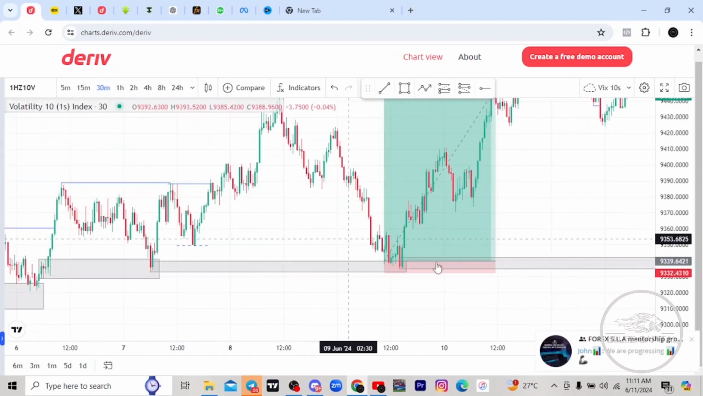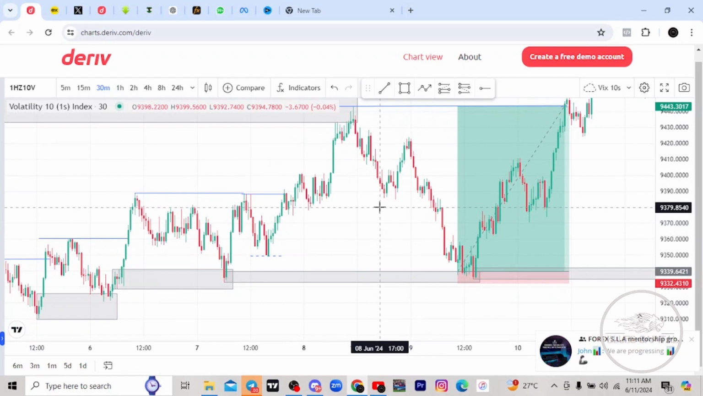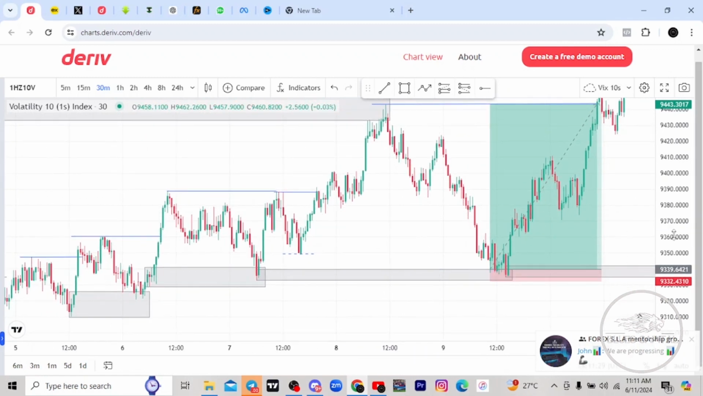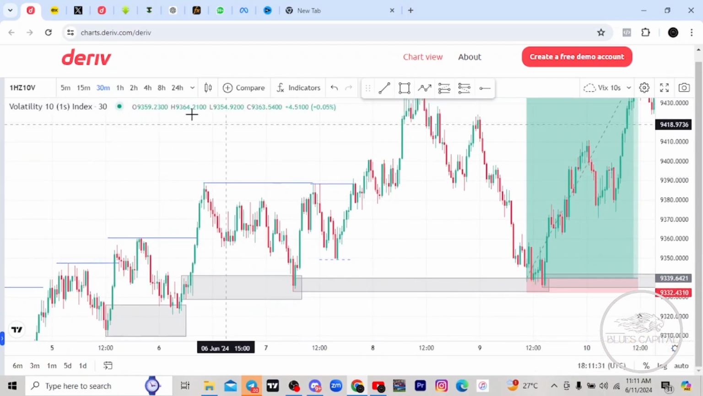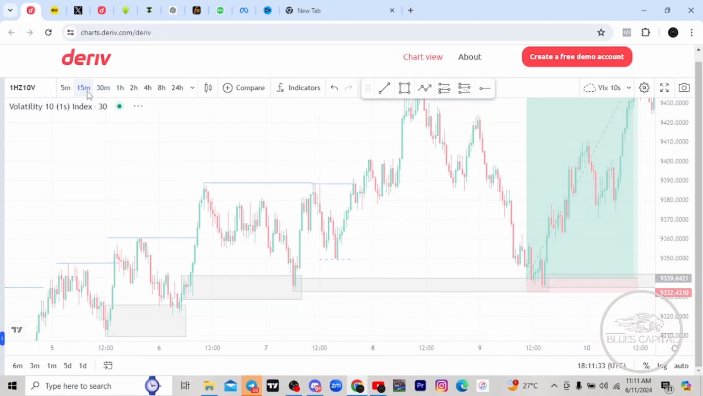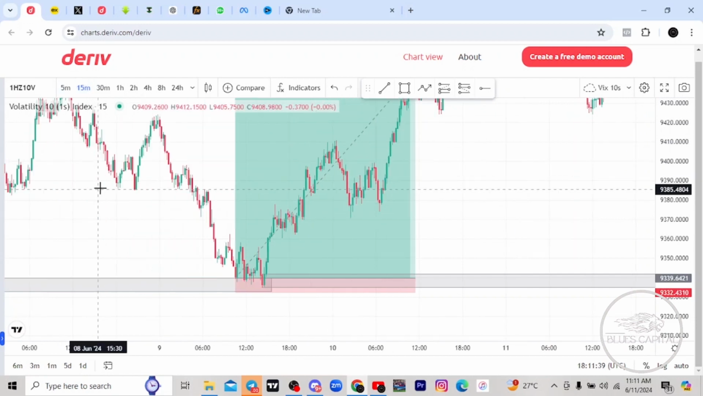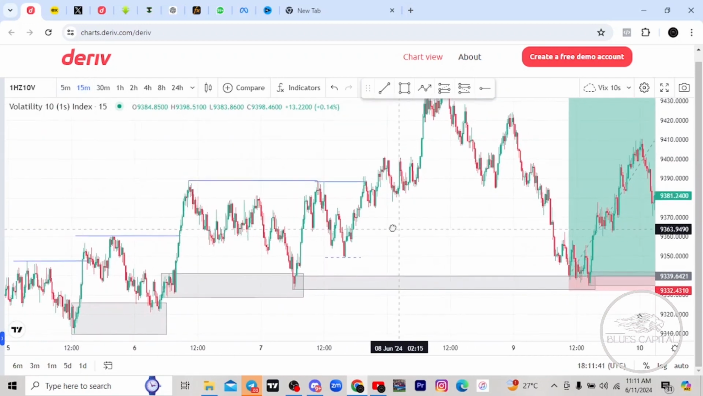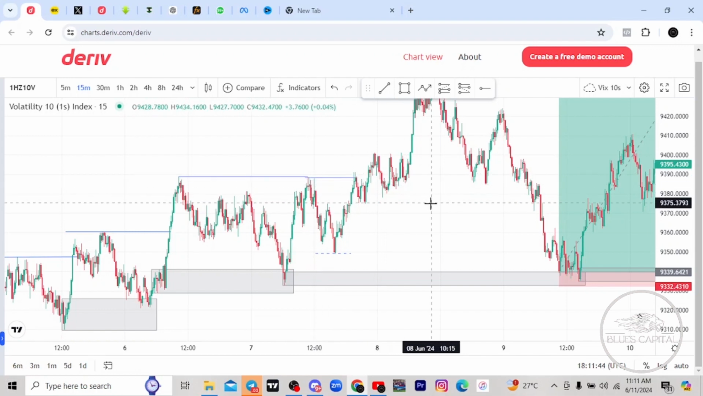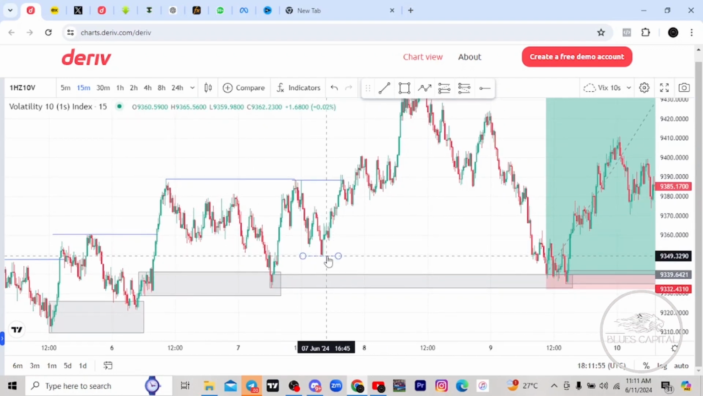So moving down to the 30 minutes time frame, you can see the break of structure. Let's move over towards the lower time frame, which is the 15 minutes zone. On the 15 minutes time frame, after the break of structure, market did what? Created an inducement. That's liquidity.